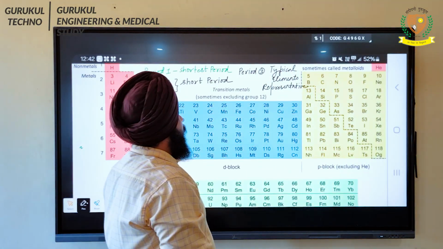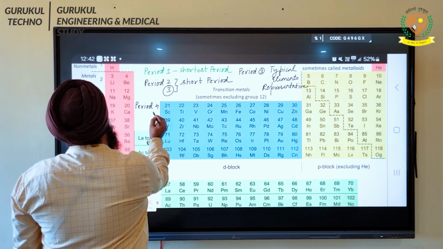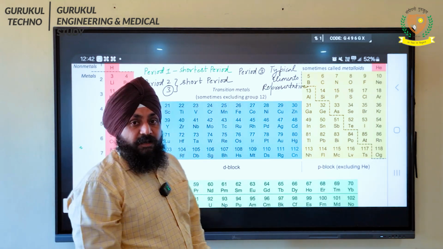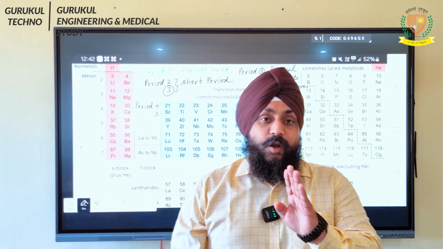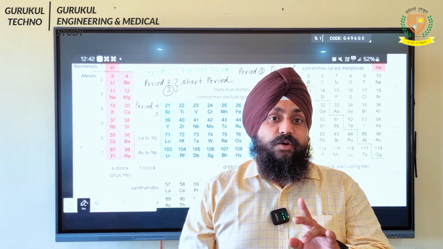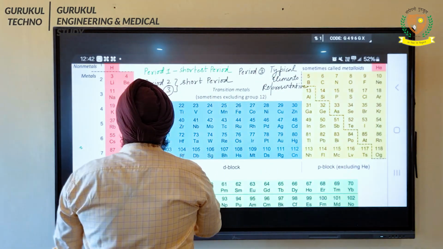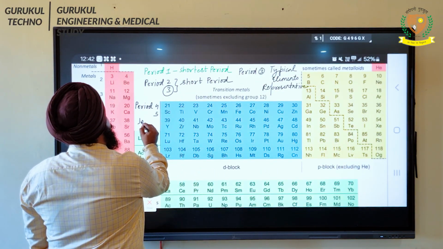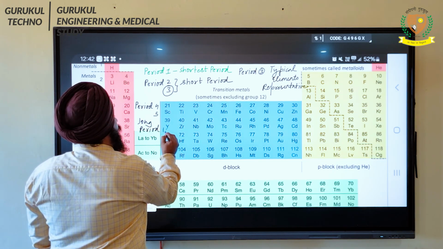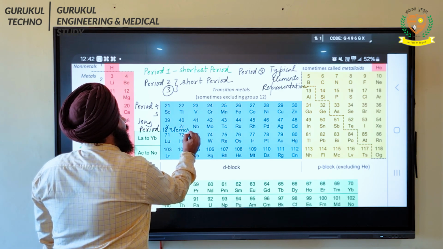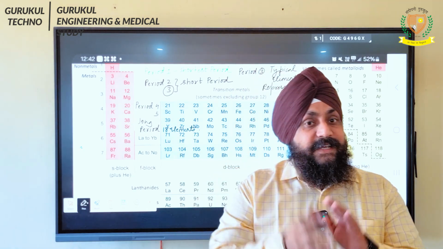Now students, the fourth period and the fifth period are going to be long periods. They are called long periods, and they consist of 18 elements each.